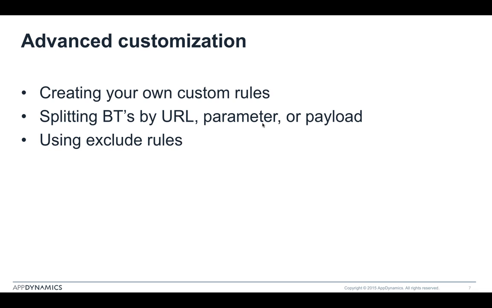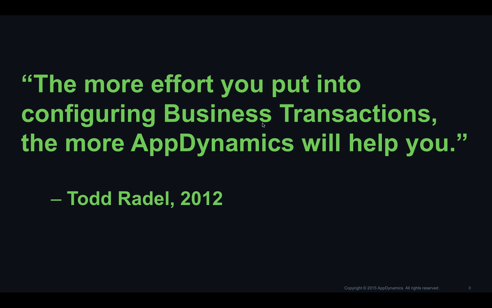So one of the things a lot of people do is they go through their BT list and they start excluding a whole bunch of junk one after the other. And that's fine as a beginning, but I'm going to show you some ways using rules, custom rules, to specify BTs, to exclude BTs. So if there are parts of your site that you don't need to track in AppDynamics, they're not as important as things like rent a movie or pay by credit card, then you can remove them with a rule-based system rather than having to go through and right-click and delete.